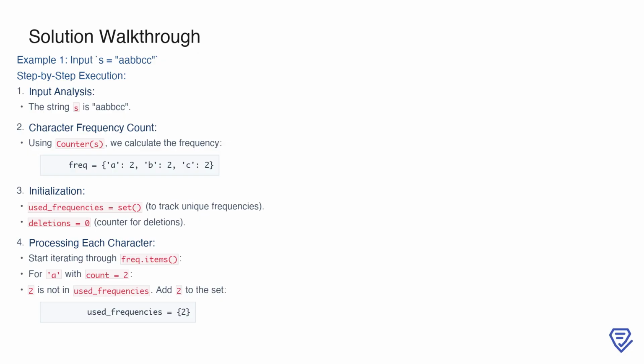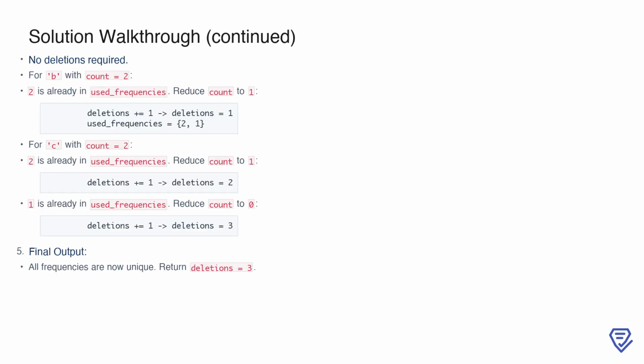Then, we process each character one by one. Starting with a, which has a count of 2, we check if 2 is in used_frequencies. Since it's not, we add 2 to the set, and no deletions are needed at this step. Next, we move to b, which also has a count of 2. This time, 2 is already in used_frequencies, so we reduce the count of b to 1 and increment the deletions counter by 1. Now, used_frequencies contains both 2 and 1.